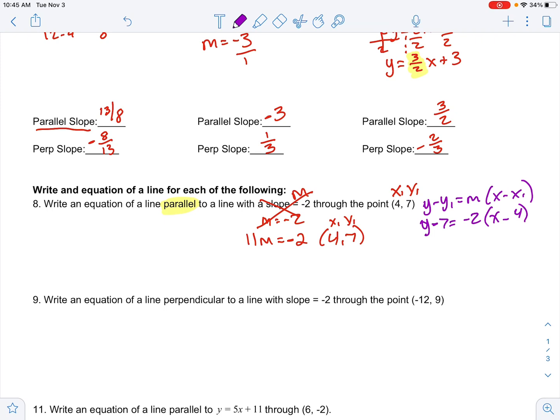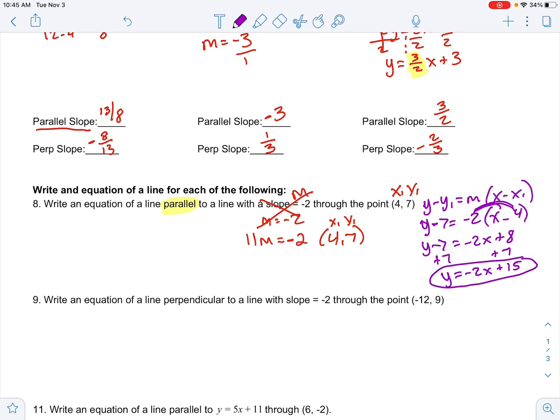Now if the equation asked for it in point slope form, we would be done at this point, but remember we're always going to try to get it into slope intercept form just so we can make sure we have the same answers and practice solving for y. So I'm going to distribute my -2. So we have y minus 7 equals -2x. And then -2 times -4 would be plus 8. Watch your signs. And now I have one more step to get y alone. We're going to add 7 to both sides. So we have y equals -2x plus 15.